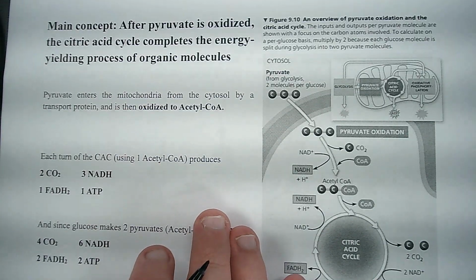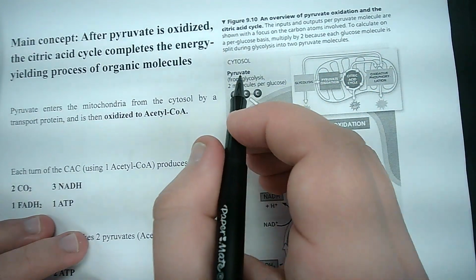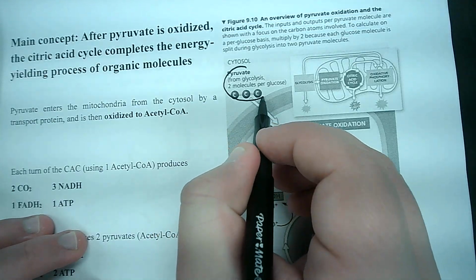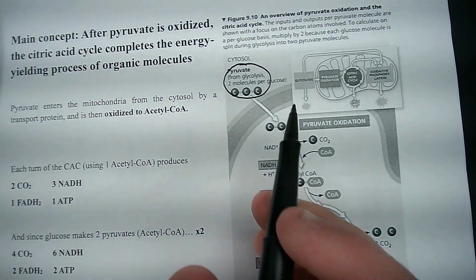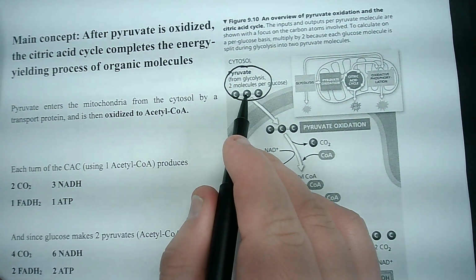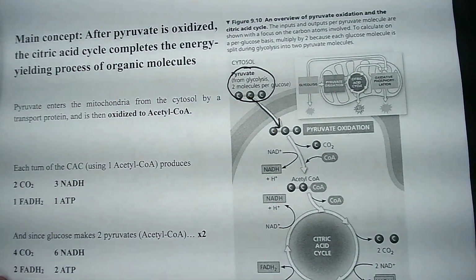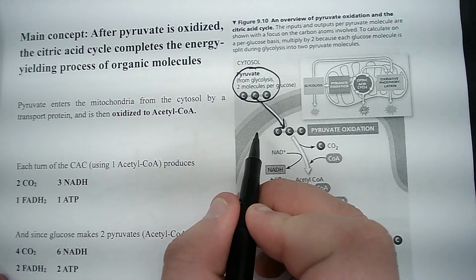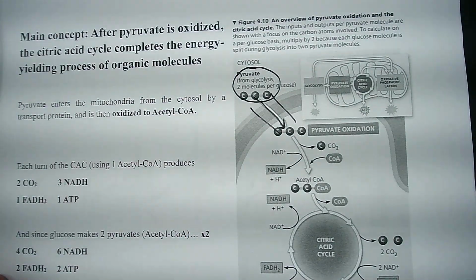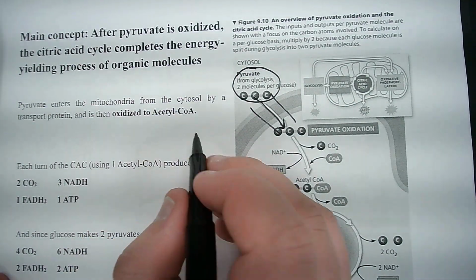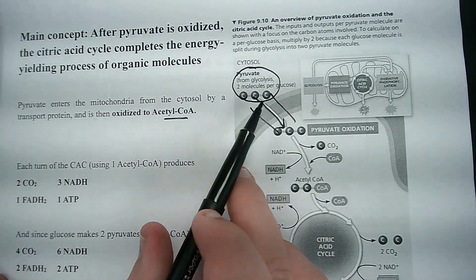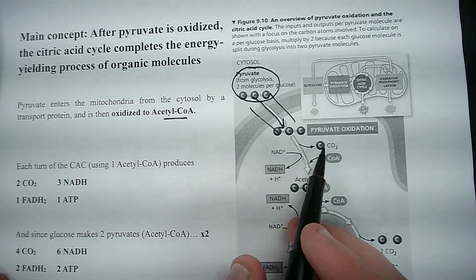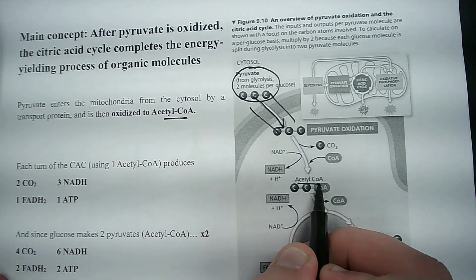After pyruvate is oxidized, the citric acid cycle, I'm going to call that the CAC, completes the energy yielding process of organic molecules. What that means is after we produce pyruvate from glycolysis, now it needs to enter into the mitochondria. Pyruvate enters the mitochondria from the cytosol, and there's a transport protein that does this. And then it's oxidized to something called acetyl-CoA.